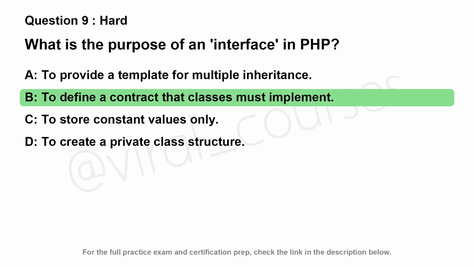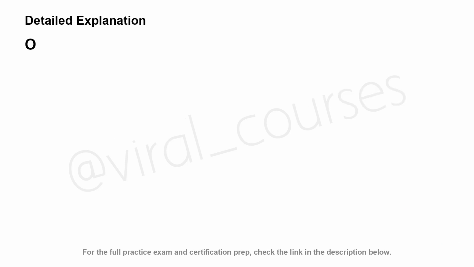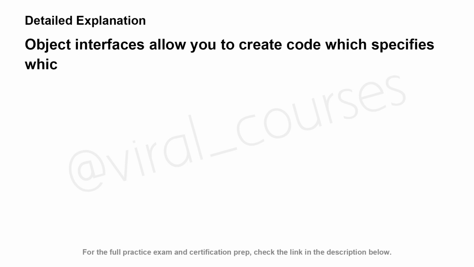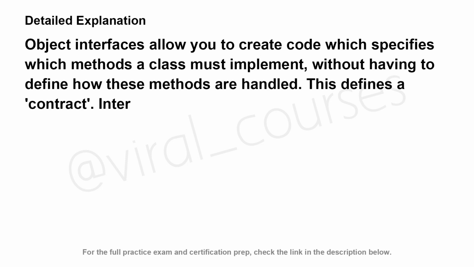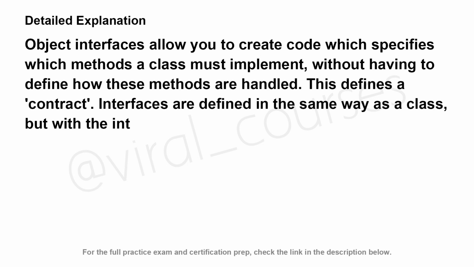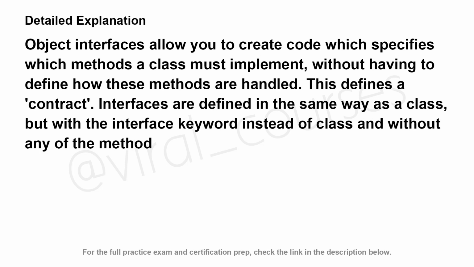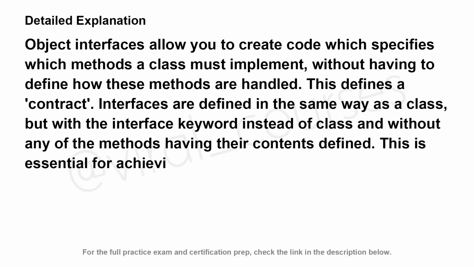The correct answer is B. Object interfaces allow you to create code which specifies which methods a class must implement, without having to define how these methods are handled. This defines a contract. Interfaces are defined in the same way as a class, but with the interface keyword instead of class and without any of the methods having their contents defined. This is essential for achieving polymorphism in PHP.